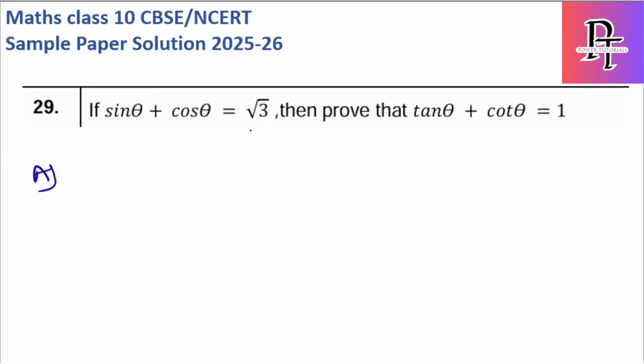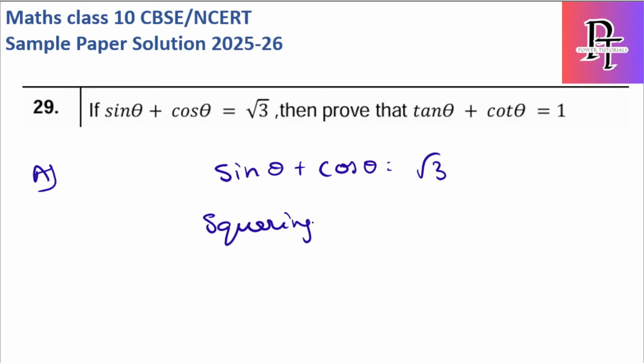So sin theta plus cos theta is root 3. We have to prove tan theta plus cot theta is equal to 1. Okay. So for this type of question, always remember to use the identities. Which are cos square theta plus sin square theta equal to 1, secant square theta minus tan square theta is equal to 1, and the third identity cosecant square theta minus cot square theta equal to 1. So for this we have sin and cos, so it is the first, but here you don't have square terms. So simply the first point is we have to square on both sides.